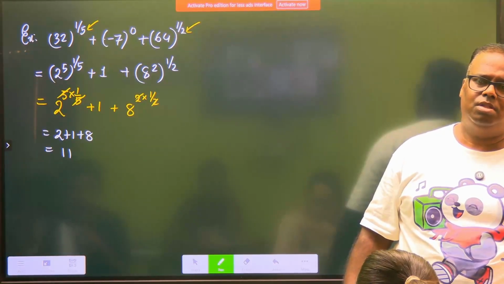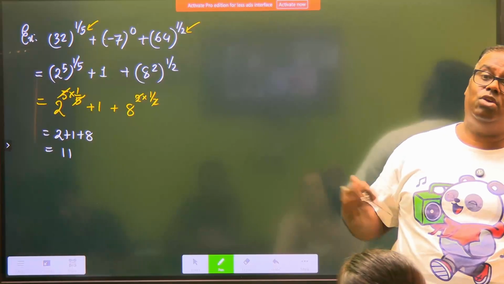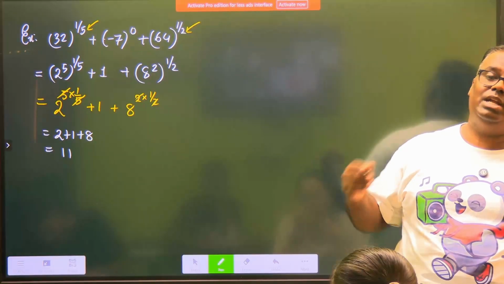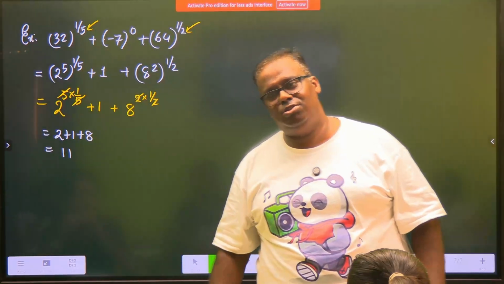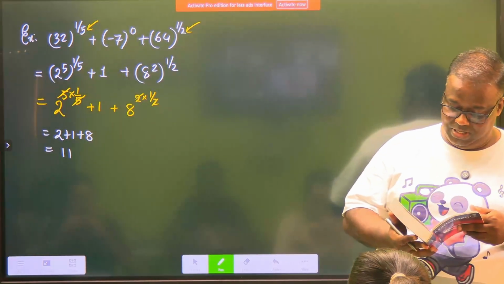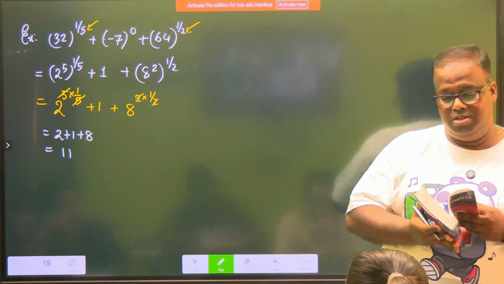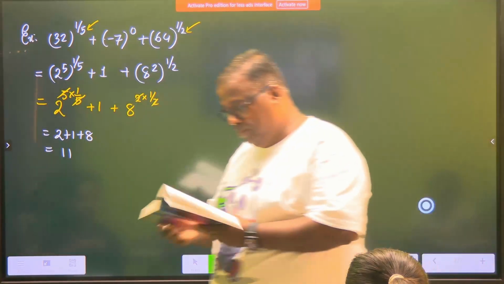7 becomes 1. If we are not treating it as one, then we will write it as 7 to the power 0 into minus 1 to the power 0. 7 to the power 0 is 1, minus 1 to the power 0 is also 1. Have you understood? Let's take another problem.